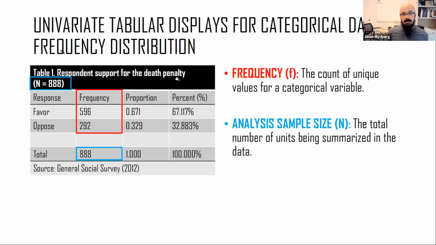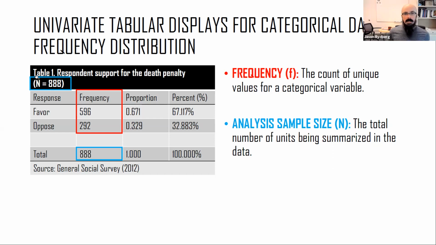Okay, so a few things to note here. The frequency is simply the count of the unique values of that categorical variable. So any categorical variable, like we saw in R, is going to be a factor. And if we do a table on that, it will report out how many times this specific value shows up in these data. Now, if the data are complete, then the frequencies will add up to the analysis sample size here. That's the total number of units that are summarized by that. So we'll represent that with the capital letter N.